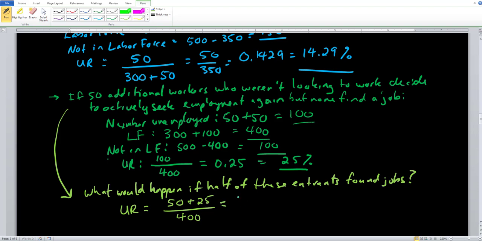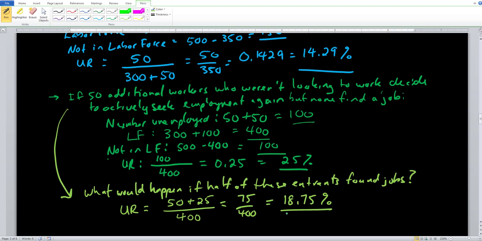Continue to keep on simplifying as much as you can. 75 divided by 400. And because people have actually found jobs, our unemployment rate is lower compared to the second example. Here, 18.75%. So as you can see with all of this, it's not very difficult to calculate the unemployment rate. It's a very simplistic calculation.